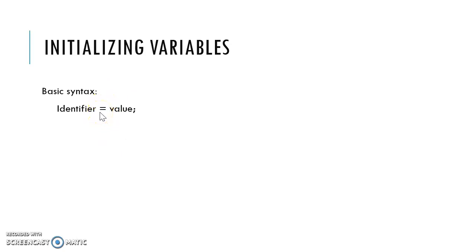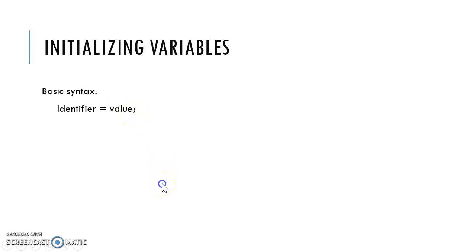So it's important to note, as we learn later, that this does not mean "equal to" in mathematical terms. Instead, it is an assignment operator. It assigns a value to a variable. Very important. So we've got the assignment operator, then the value that's going to be stored in that variable, and then the semicolon.